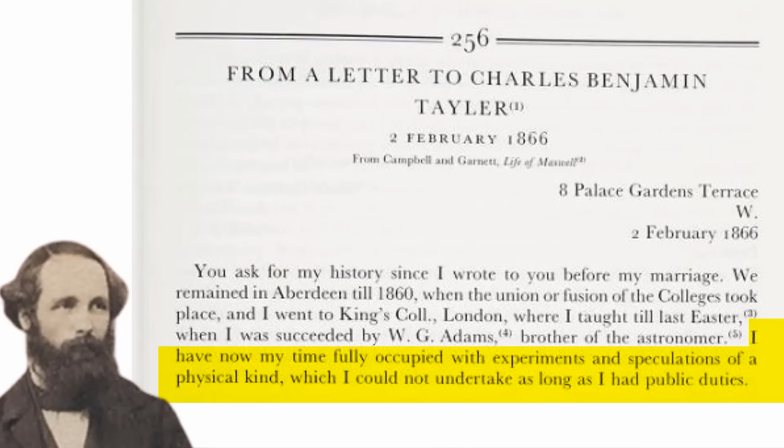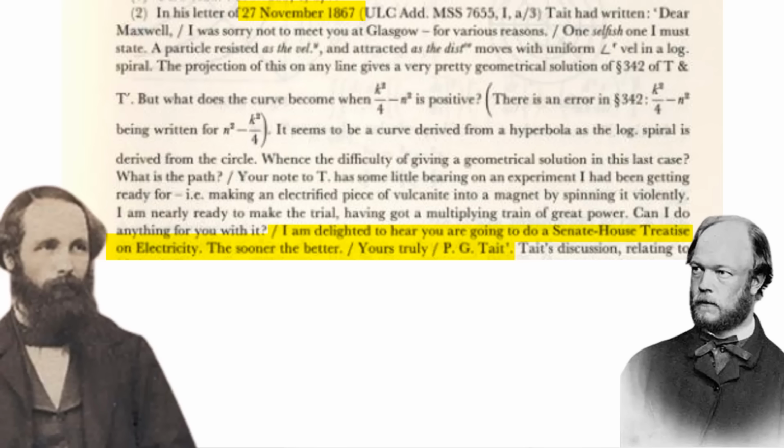In April 1865, Maxwell decided that he was so busy with all his theories and experiments, which he could not undertake as long as he had public duties, and so he retired from teaching, and he and his wife Catherine moved back to Scotland. As Thomson and Tait were completing their T&T Prime book on natural philosophy in 1867, Maxwell started contemplating writing his own elementary treatise of electricity or magnetism, or what Tait called a Senate House treatise. Tait was thrilled, writing Maxwell, "I am delighted to hear you are going to do a Senate House treatise on electricity. The sooner, the better."